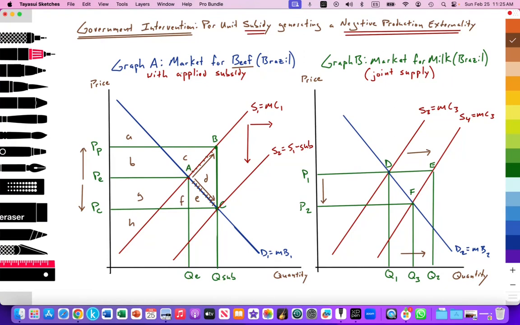Okay, back to graph A. Let's evaluate how consumers and producers are impacted.